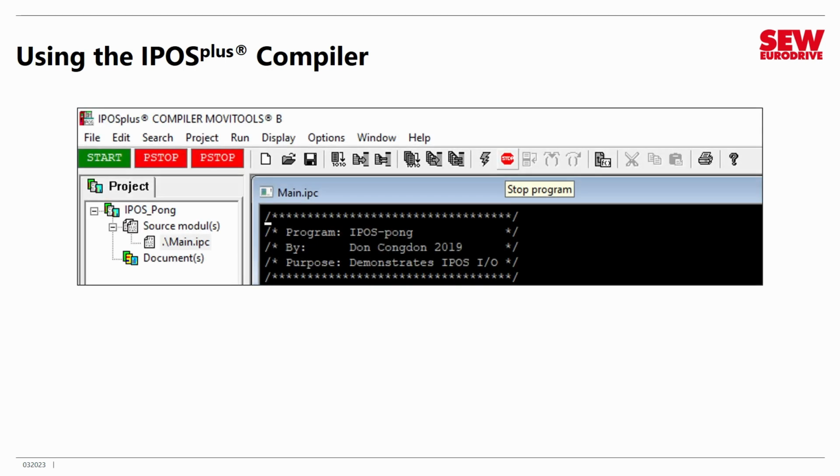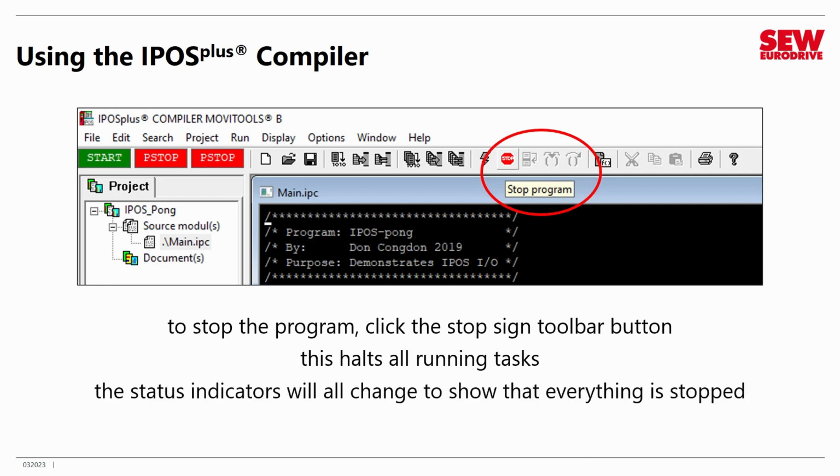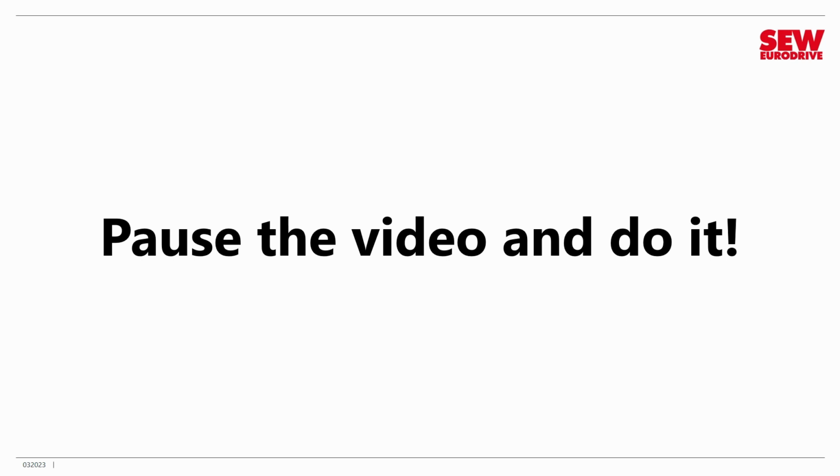And then if you've got a running program and you want to halt it, click the stop sign, and that will stop the program. So it halts all running tasks, all 3 of them if they're all running. And the status indicators will change back to red to indicate that everything is stopped. Pretty simple. You'll do this a bunch of times in this class, and it'll just be second nature in a few minutes. All right, time to pause the video and do the things I said.